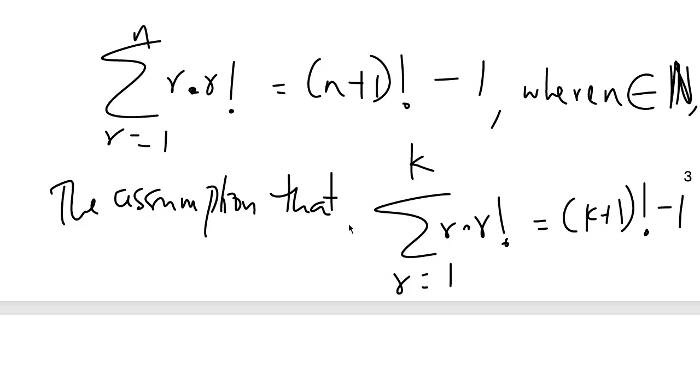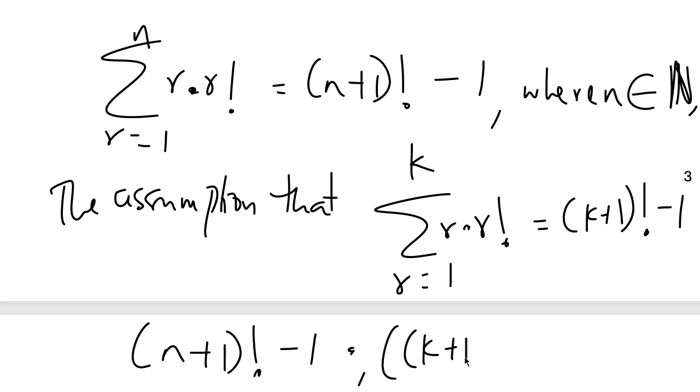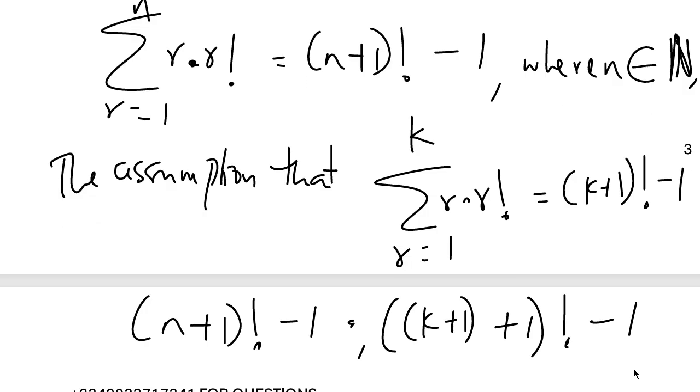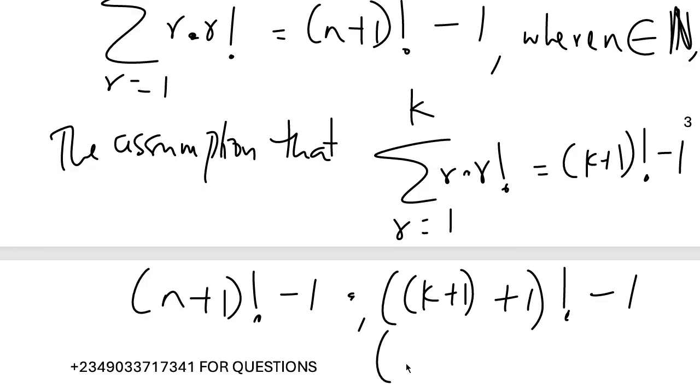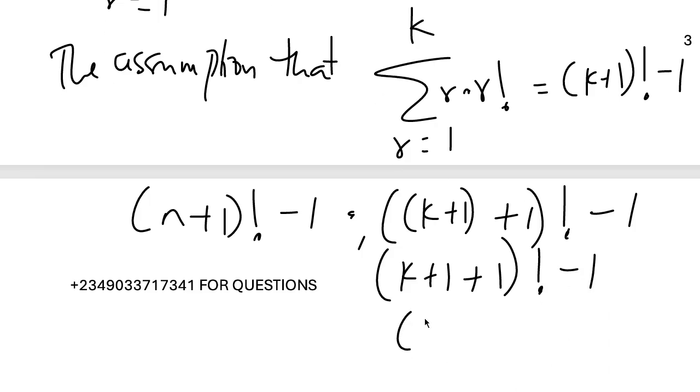Substitute k plus 1 anywhere you see n in the original expression, and the original expression was n plus 1 factorial minus 1. So on substituting k plus 1, it will be k plus 1, which is the n, plus 1 factorial minus 1. And then on simplification, you have k plus 1 plus 1 factorial minus 1, which is k plus 2 factorial minus 1. That is where it's leading. That is what helps you to get your final proof.